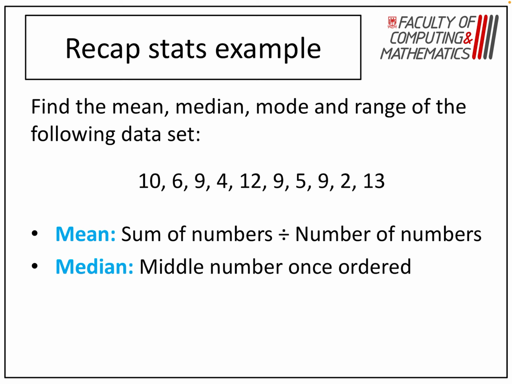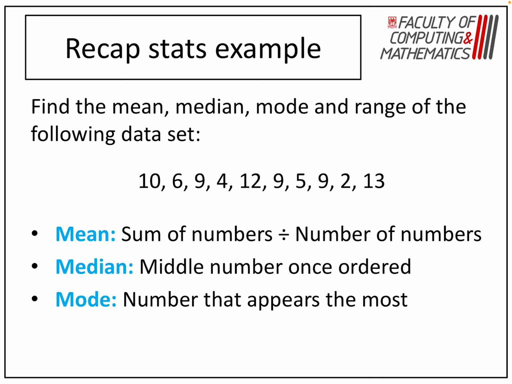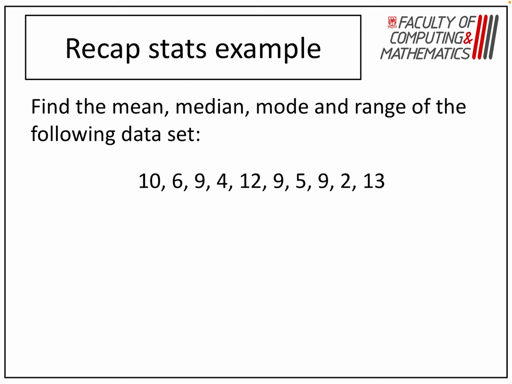To find the median, that is the middle number. So first off, we need to put it into order and then find out what the middle value of the data would be. The mode is the number that appears the most, and the range is the difference between the biggest and the smallest number. So the biggest take away the smallest will give us the range.